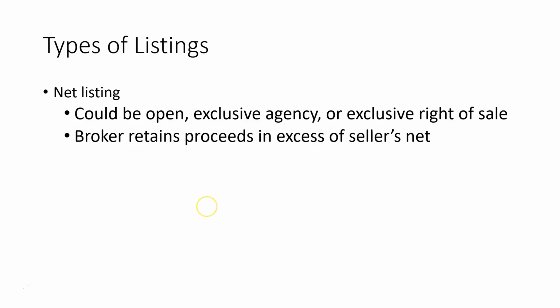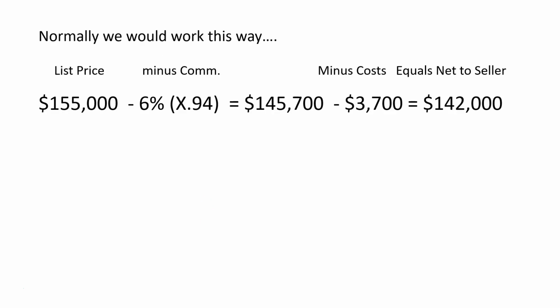So what we have to do is work backwards on this. Normally when we list a house, we say we're going to be listing it for $155,000, and we're going to take off our 6% commission, which gives us $145,700. And then we have to take off our closing costs, which is $3,700. Then we get $142,000.